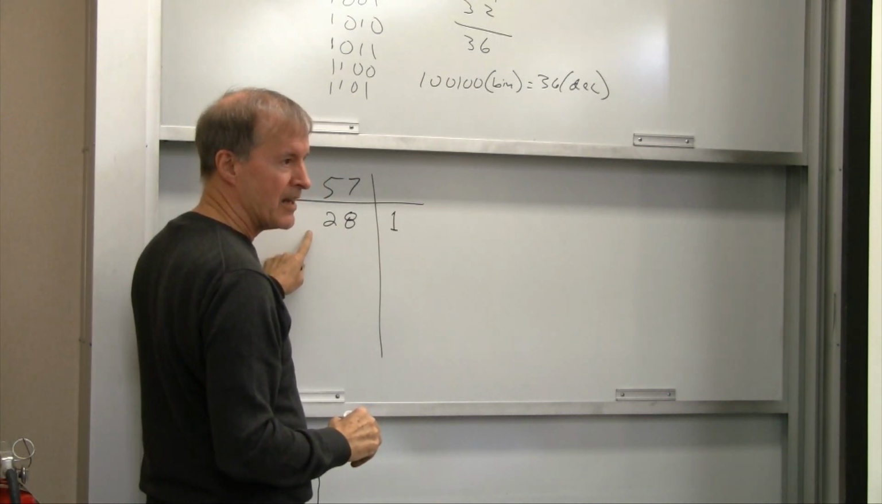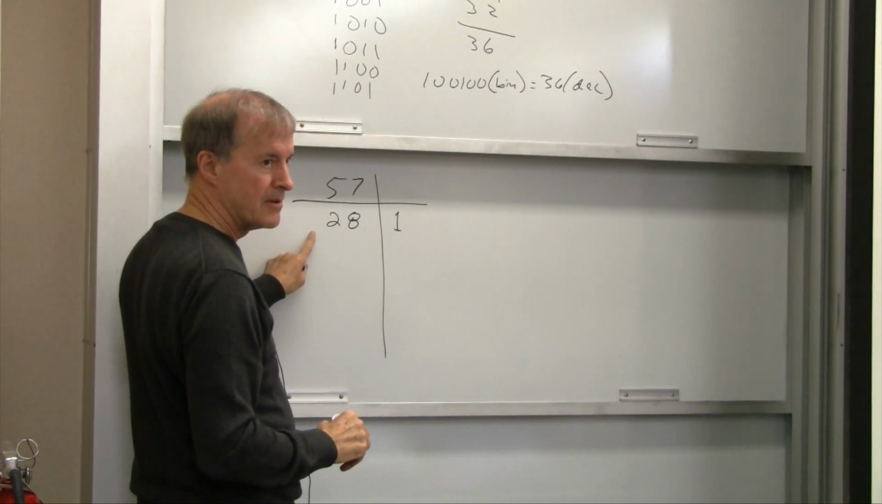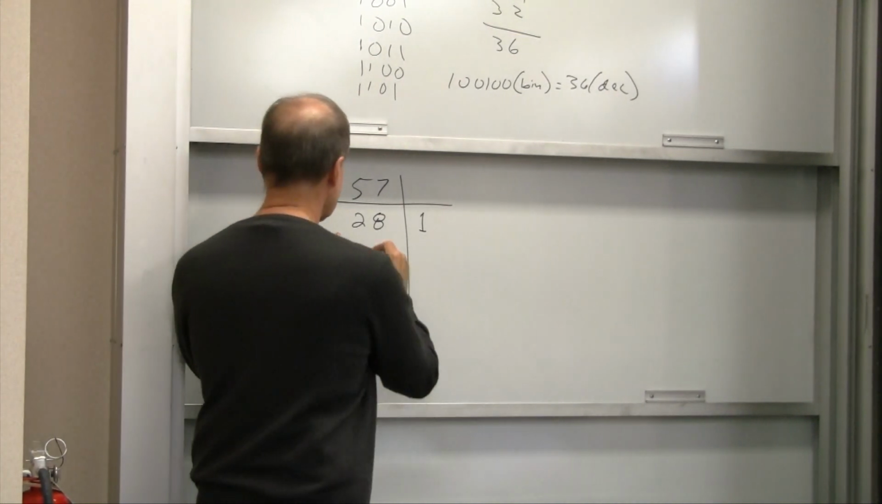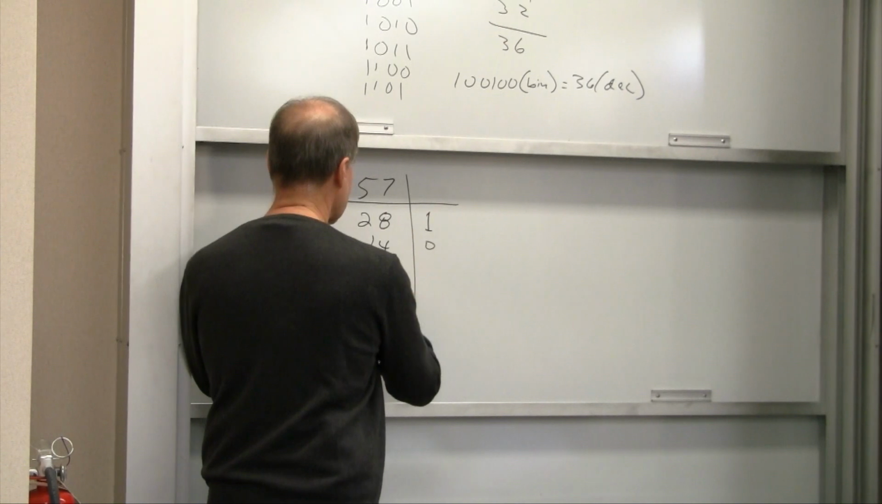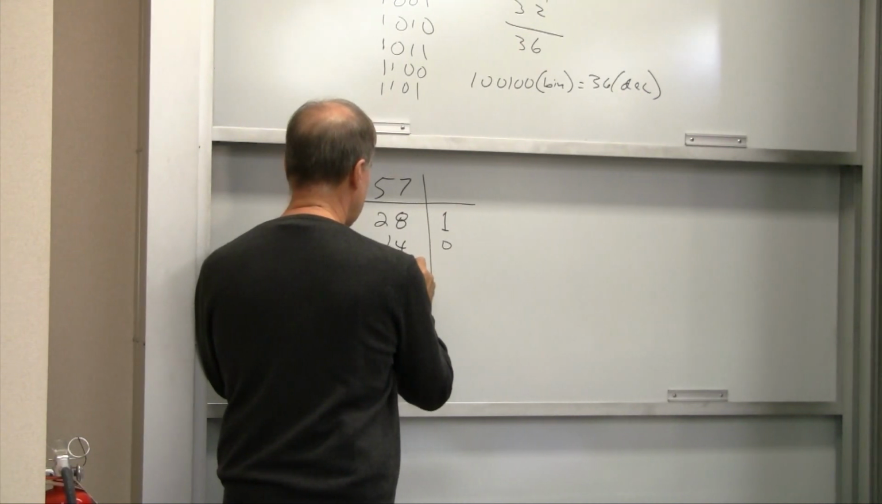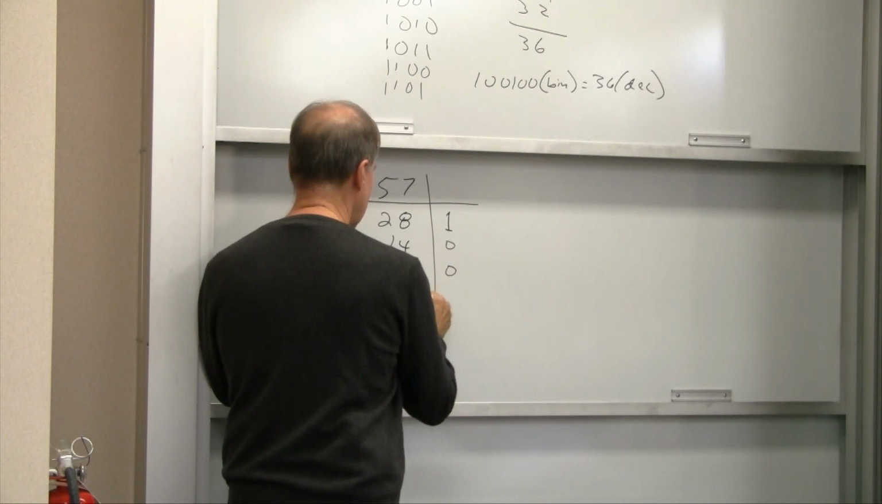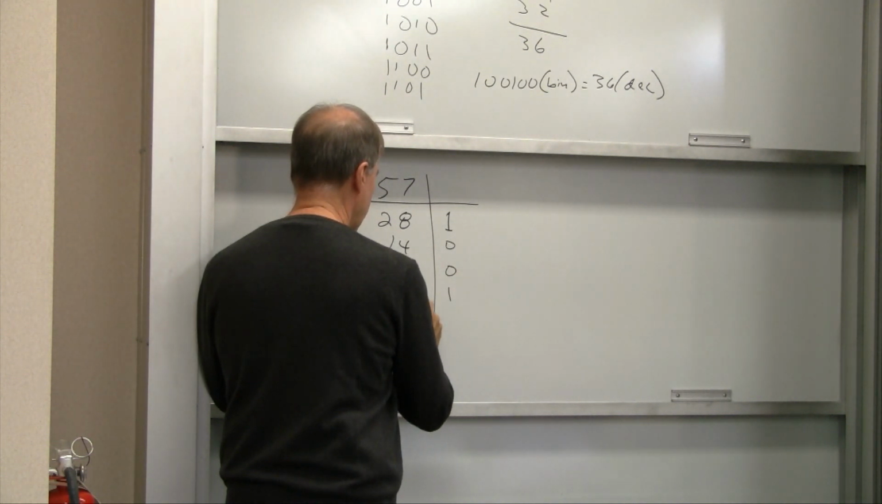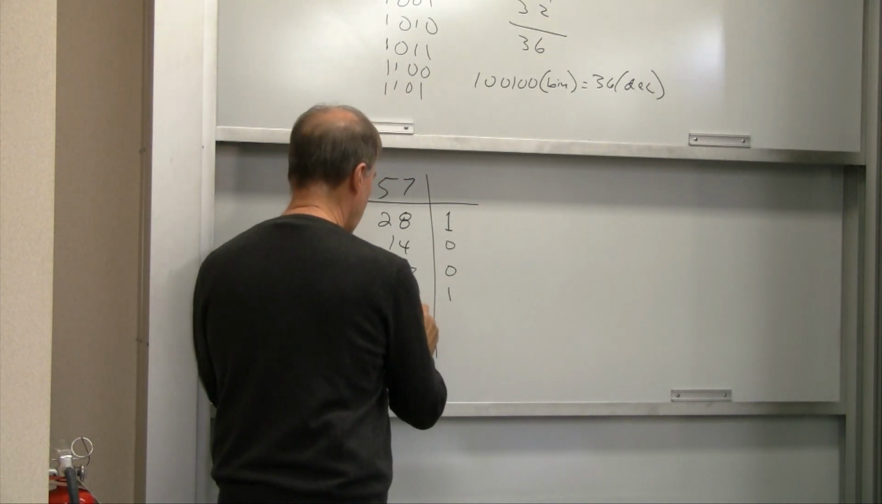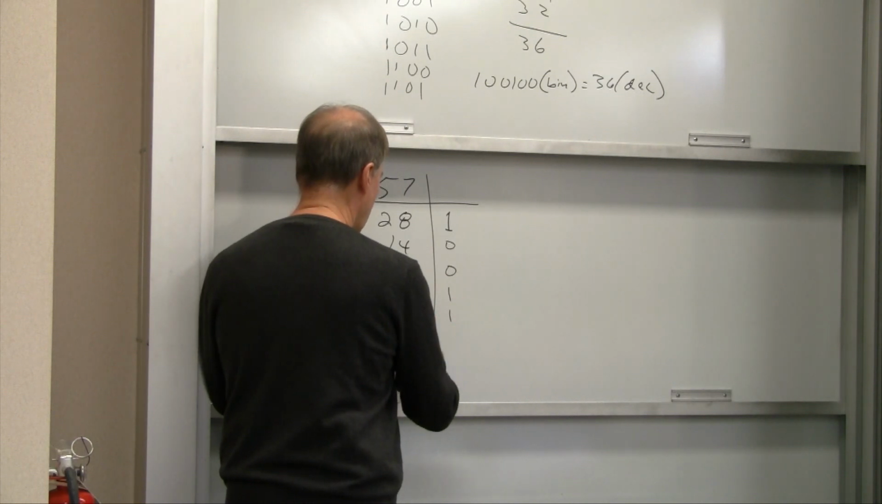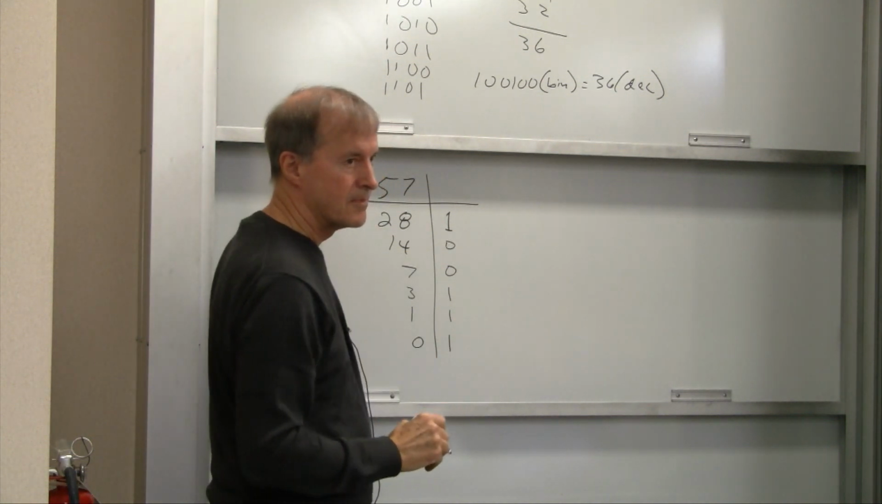And then what's 28 divided by 2? 14, remainder 0. 14 divided by 2 is 7, remainder 0. 7 divided by 2 is 3, remainder 1. 3 divided by 2 is 1, remainder 1. 1 divided by 2 is 0, remainder 1. Now you're done when you get down to 0.